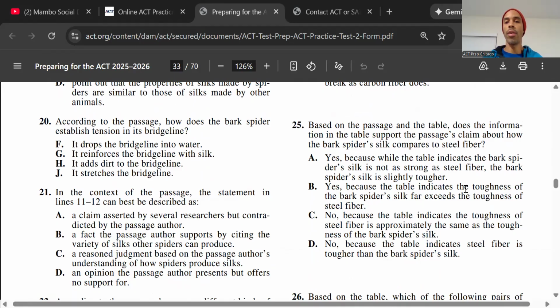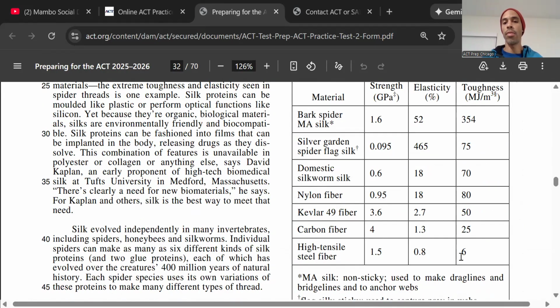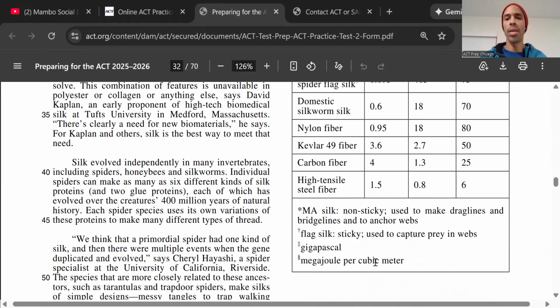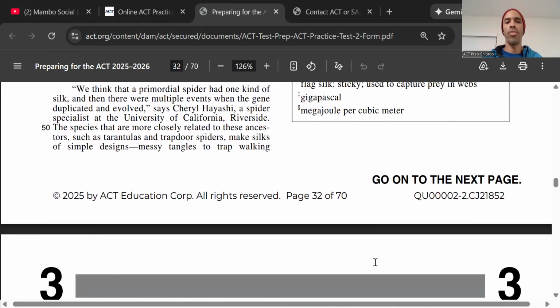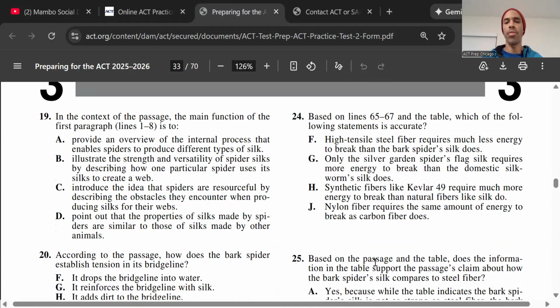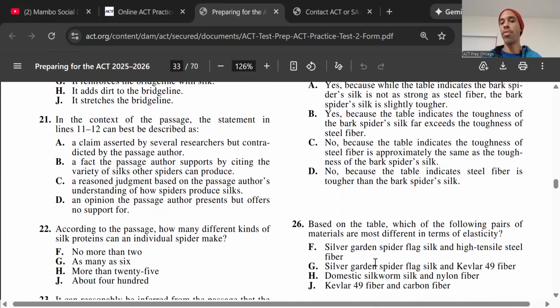The toughness of the bark spider fiber, which is the last column, 354, far exceeds the toughness of the steel fiber, although they have the same strength. I wonder what the difference between strength and toughness is. I think toughness is how much energy it takes to break. So what is strength, how much it can hold? Anyway, not necessarily needed for the question, so we don't get stuck.